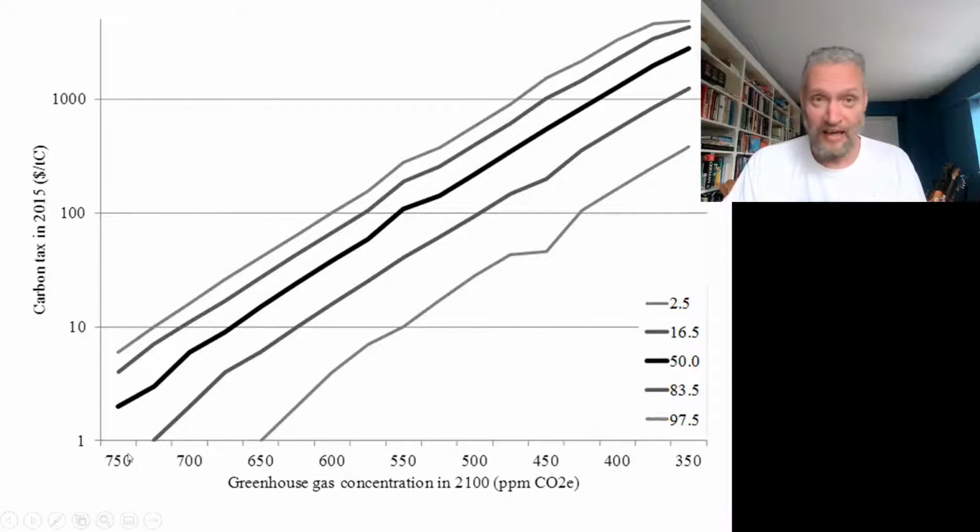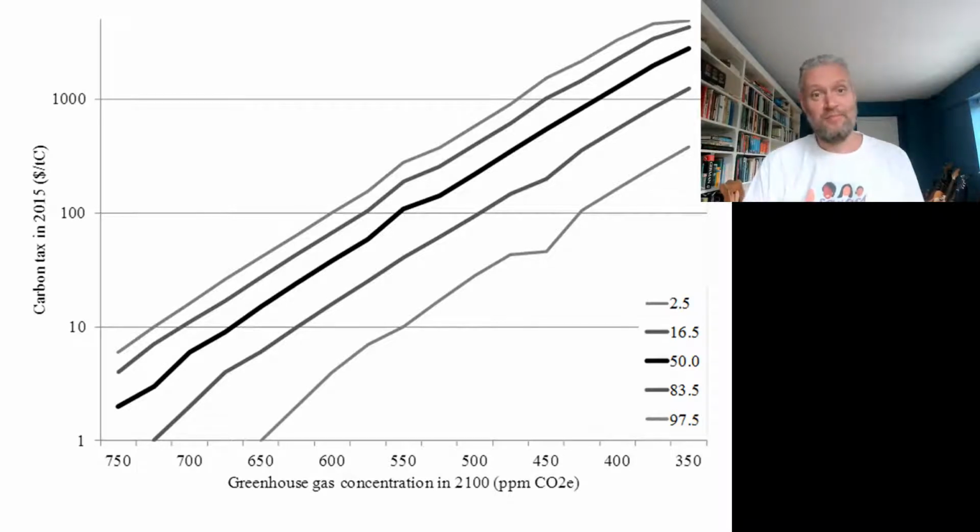You can also read it in the opposite direction. That is, if you impose a carbon tax of $10 per ton of C, then you end up somewhere around, this must be 675 parts per million by volume.